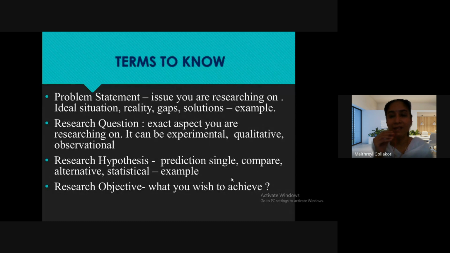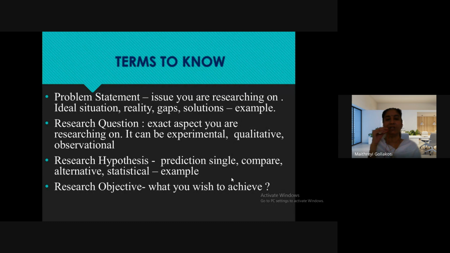Or you can take curriculum and take statistics of it. How many percentage of students want curriculum? How many percentage of students don't want curriculum? How many percentage of students benefited from the curriculum? How many percentage of students did not benefit from the curriculum? Like this, you can do statistical analysis also. Okay, so research hypothesis can help you do single studies, comparative studies, alternative studies, or statistical studies. So in all these aspects, you can do research.